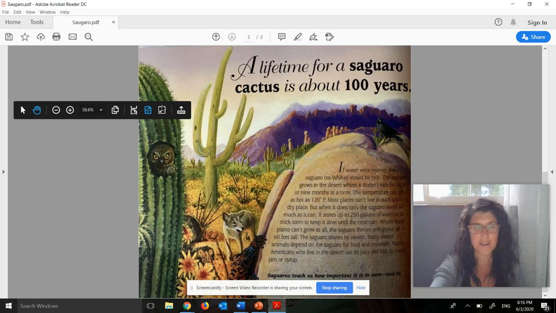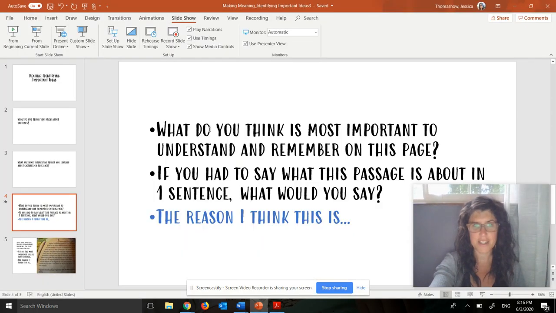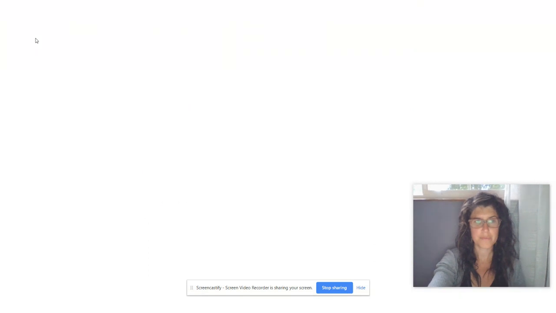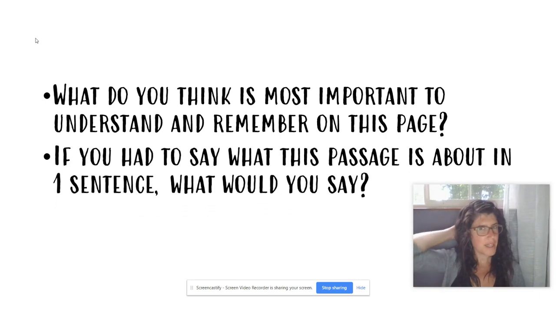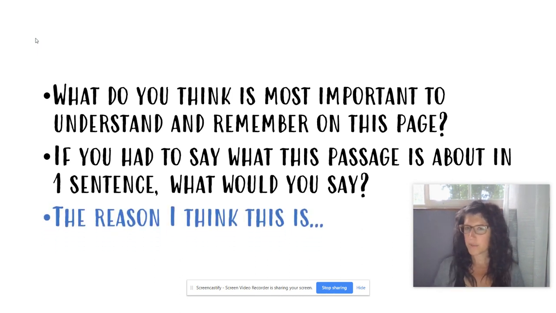Okay, so go ahead and think to yourself, what do you think is most important to understand and remember from that page? If you had to say what the passage is about in one sentence, what would you say? And what is the reason that you think this? Go ahead, even if it feels weird, and just say your ideas out loud right now to answer these questions. I'll pause for a couple seconds so you can do that.